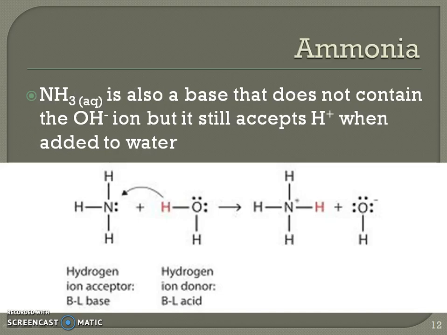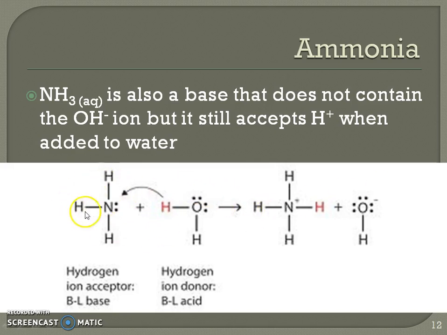So let's look at ammonia. Ammonia is a base, but it doesn't contain that OH-. This is why we say it accepts an H+. It doesn't always necessarily have to have an OH- ion in the formula in order for it to be a base.